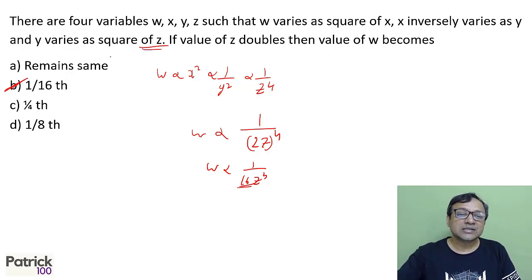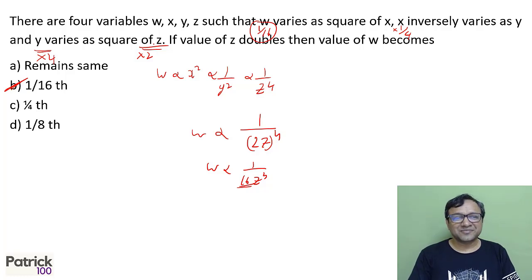If z doubles, y will become 4 times because y is square of z. X is inversely proportional to y, so x will become 1/4 times. And w varies as square of x, so w will become 1/16 times. So from that you can make out the answer will be 1/16.